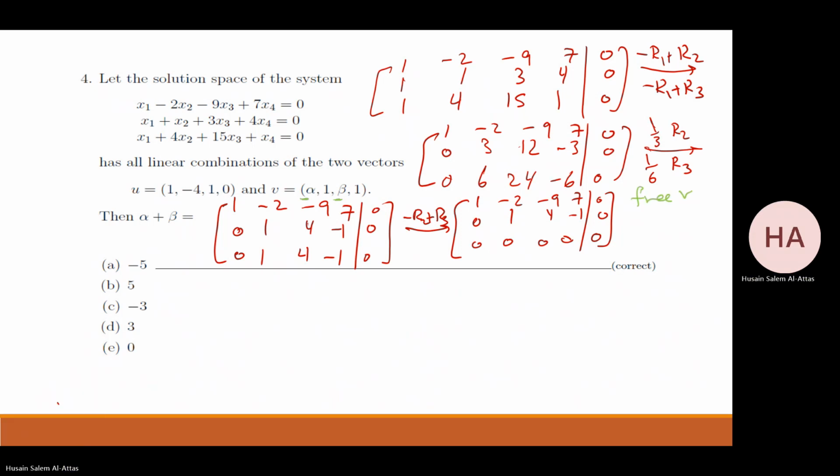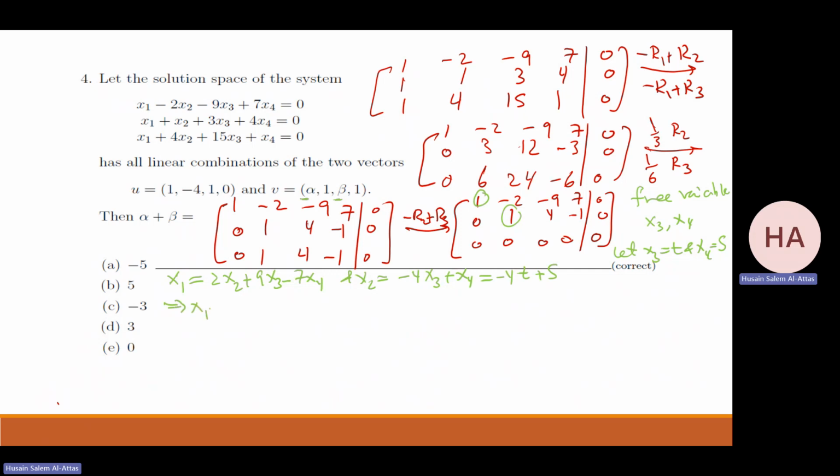Free variables. This is x1, this is x2, so you have x3, x4. Let x3 equal t and x4 equal s. Now, what I will do, I calculate x1. x1 will be what? 2x2 plus 9x3 minus 7x4. And x2 will be minus 4x3 plus x4. And that will be minus 4t plus s. And that implies x1 will be what?